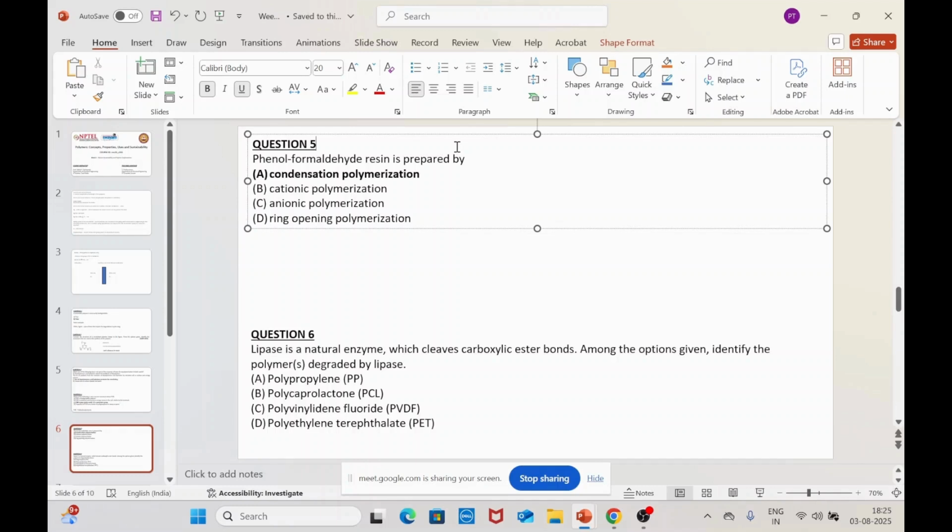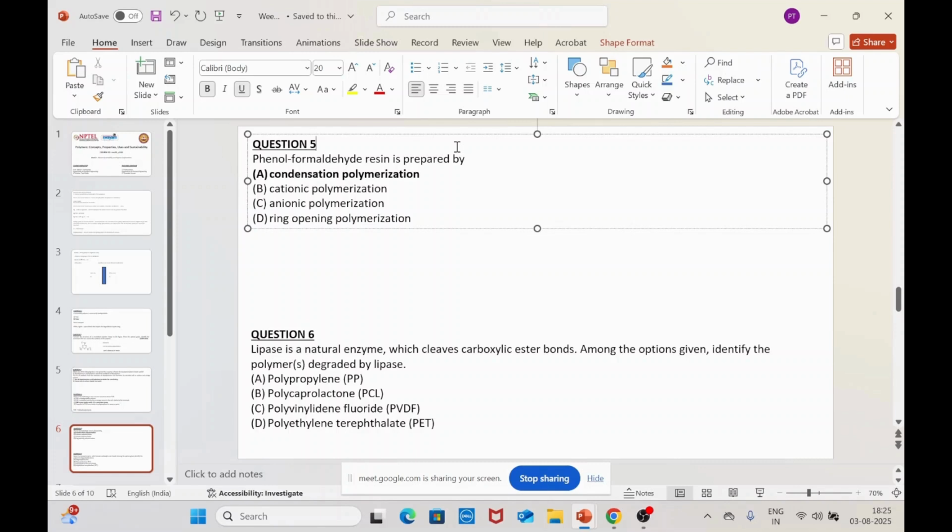Because ring open polymerization is not possible in this case, as there is no ring as such, and cationic and anionic polymerization is also not possible in this case. So the only option is condensation polymerization. Next question is something very similar to what we discussed previously.